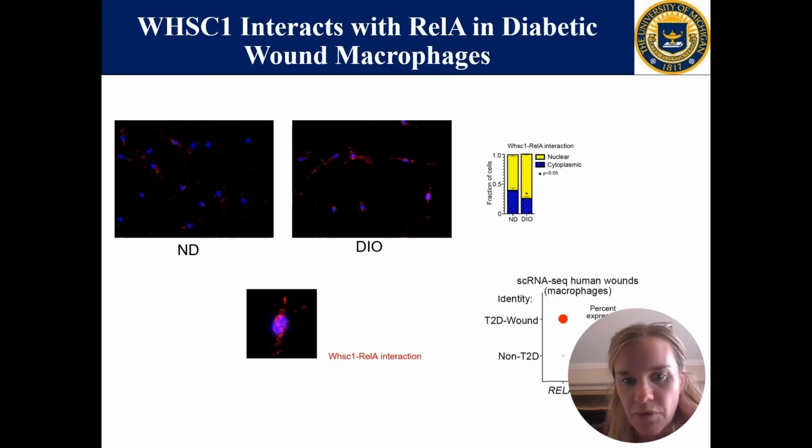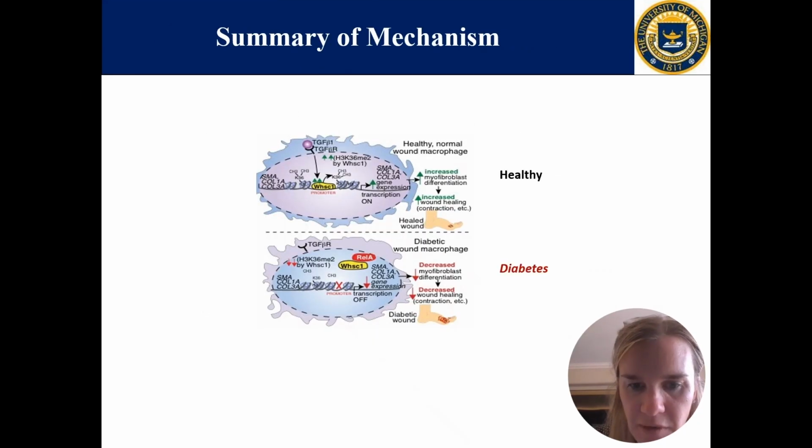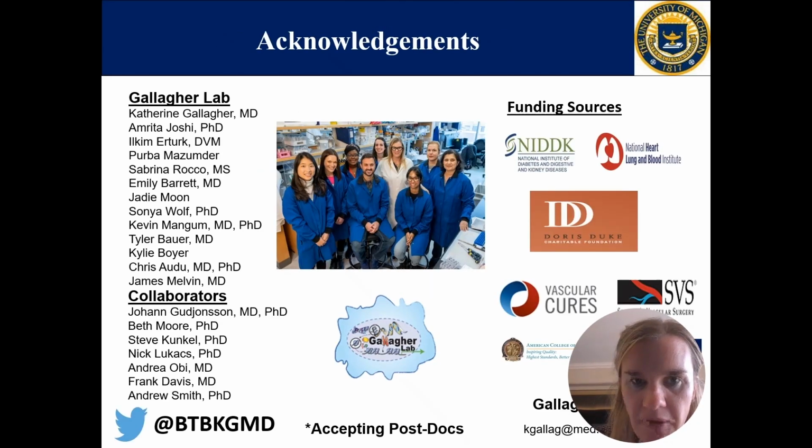It turns out it interacts with REL-A and a common NF-kappa B transcription factor, and so by targeting REL-A, we may be able to upregulate the WISC1 and allow for transition to myofibroblasts, as you can see here with the spatial sequencing. So just a quick summary of mechanism. I just wanted to show you a few of those stories, but this is why we're looking at this. And again, there are lots of different avenues to promote regulated inflammation, to promote progression through this normal wound healing cascade in the setting of diabetes.